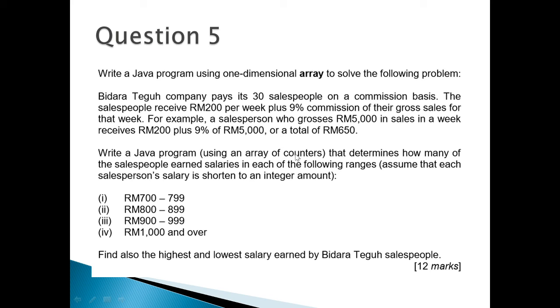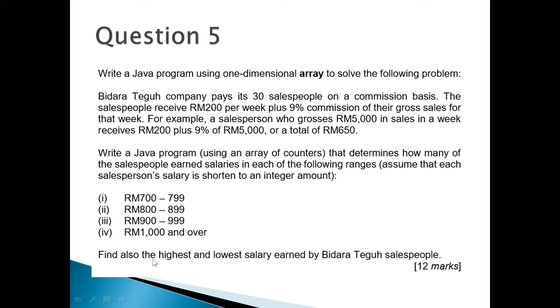Write a Java program using an array of counters that determines how many of the salespeople earn salary in each of the following ranges. Assume that each salesperson's salary is truncated to an integer amount. You can ignore that, because actually you need to enter the salary in double, since the formula also involves calculation in double. So this is the range. What you need to do is determine how many salespeople earn a salary in each range.